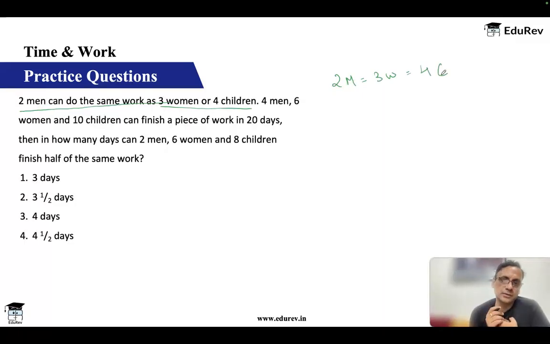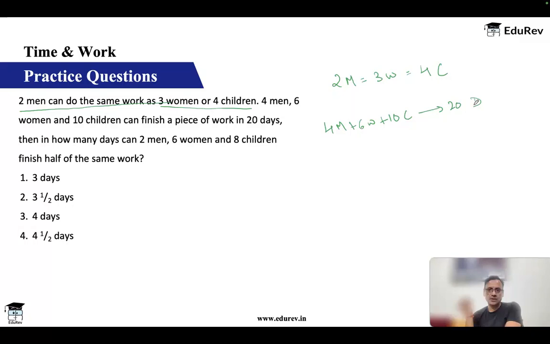See this very carefully. This is a very important question. Now I have 4 men plus 6 women plus 10 children. They work for 20 days to finish a work. Now this work I'll have to define in terms of man days. I can define it in terms of man days or woman days or child days. Anything is fine, though let's go with man days. Conceptually you understood.